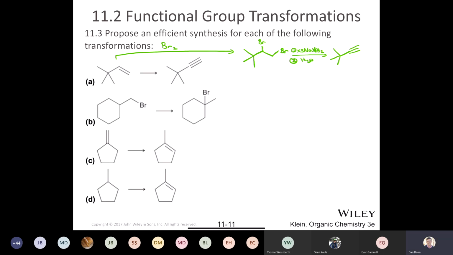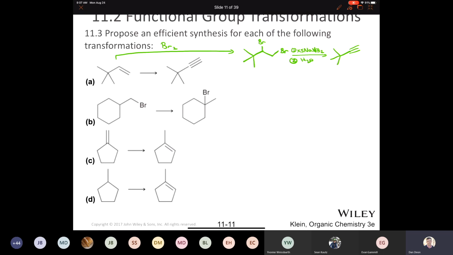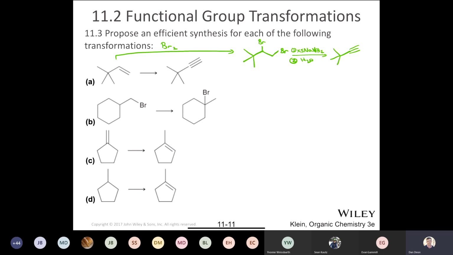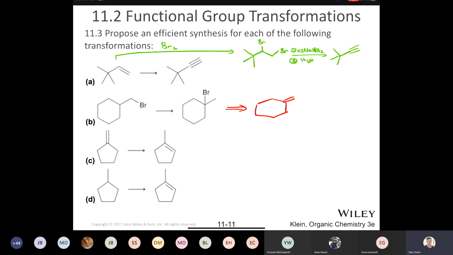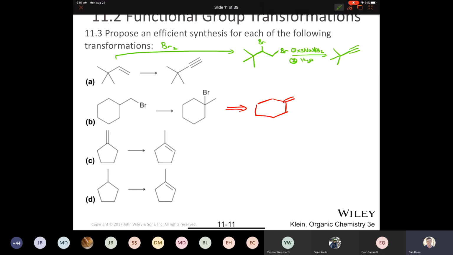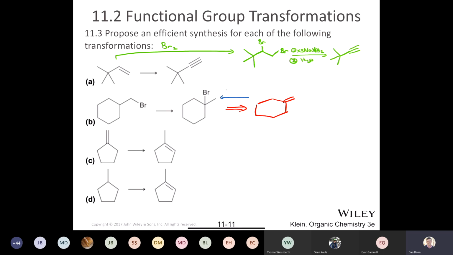The next one, we want to take this primary alkyl halide and we want to make a tertiary alkyl halide. I like to think of this problem in terms of retrosynthesis. If you remember retrosynthesis, it's not synthesis with bell bottoms or lava lamps or anything like that. It's just going backwards and saying, what if I had this molecule? What if I had methylene cyclohexane? I could treat that with HBr, and I'd get a Markovnikov addition to make the primary alkyl halide.